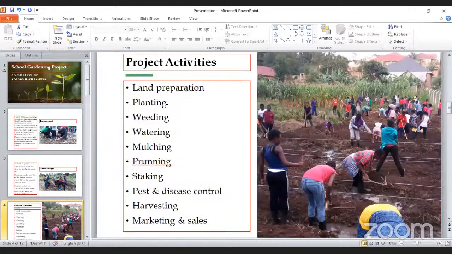These are some of the project activities that we did. For example, here, these are students of Gaza High, and during this time, they were setting up their gardens. Someone would wonder, do they do it? Yes. We take them there, and we make them do their work.